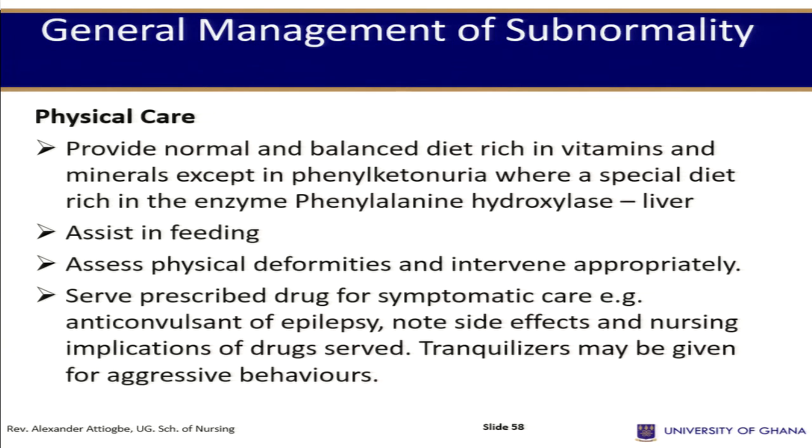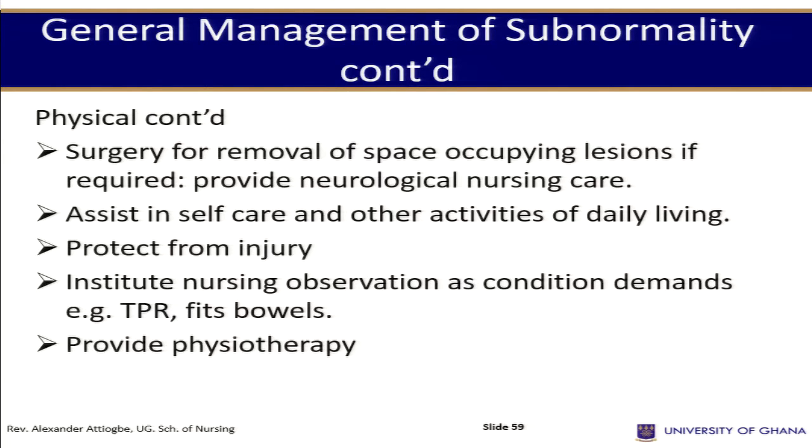Physical care. Provide a normal and balanced diet rich in vitamins and minerals, except in phenylketonuria, where a special diet rich in the enzyme phenylalanine hydroxylase, and you can get this one from liver. Assist the patient in feeding. Assess the physical deformities and intervene appropriately. Give prescribed drugs for symptomatic care, for example, anticonvulsants for people who show attacks of epilepsy. Note side effects and nursing implications of drugs served. Tranquilizers may be given for aggressive behaviors to calm them down. Surgery for removal of space-occupying lesions if required.